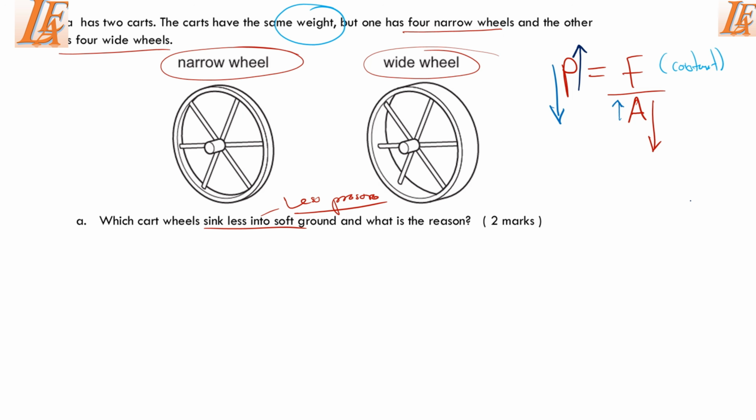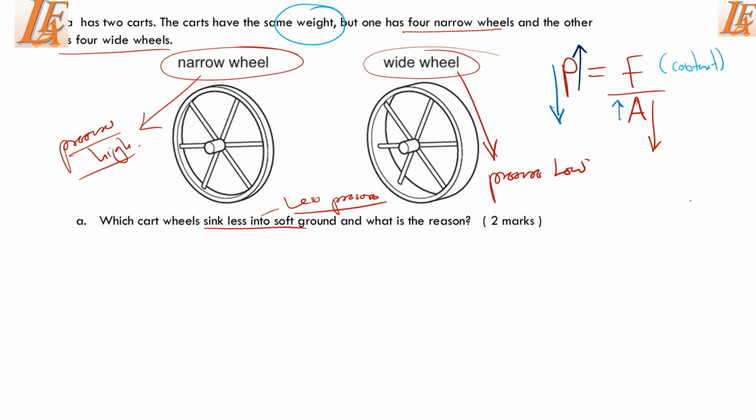So the wheel which has a large area, it means pressure is going to be low. So a wheel with a wide area, pressure is going to be low. Then on the wheel with a narrow area, pressure is going to be very high. And I want us to investigate this in a very short way.